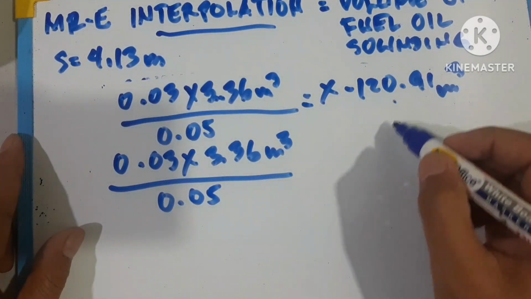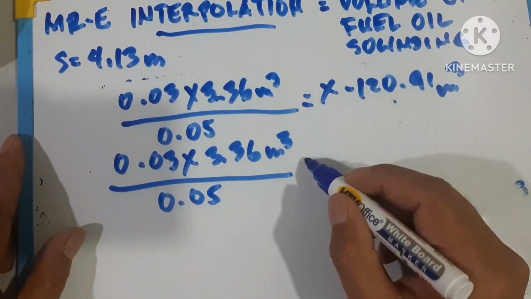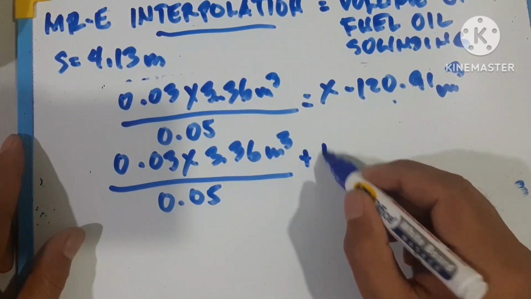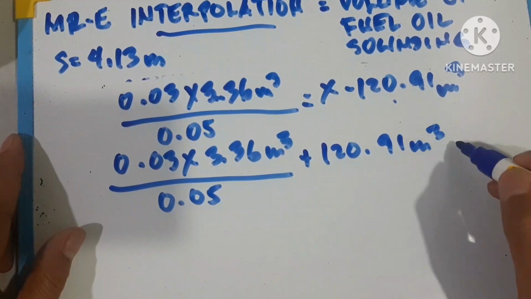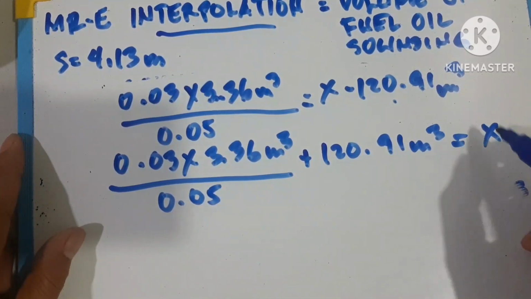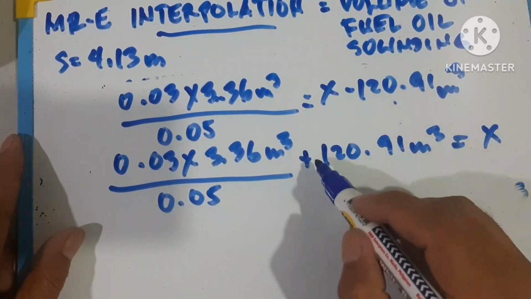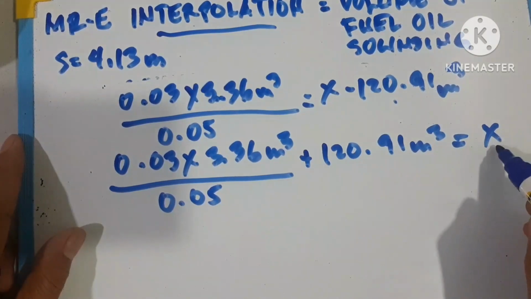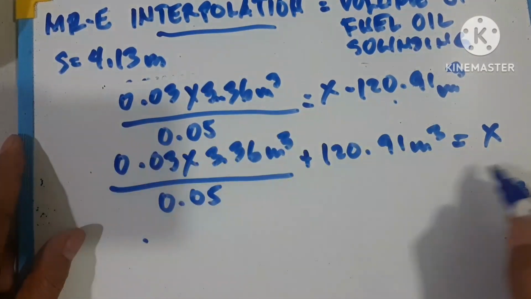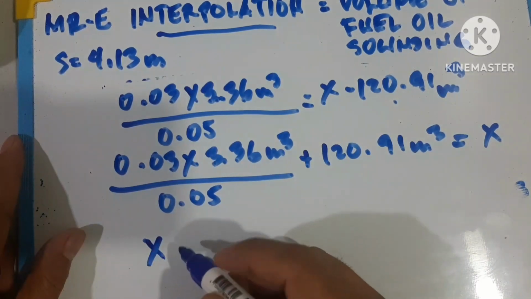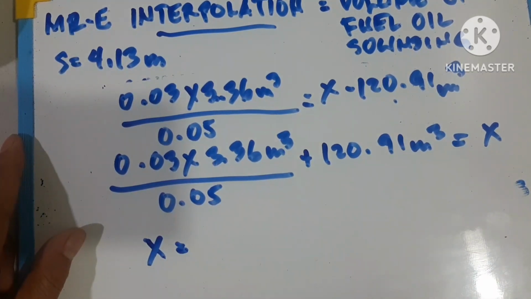So we have to transfer this to the other side. So we will have now 120.91 cubic meter is equal to x. As you can see, from negative it becomes positive. So we will transfer this. We will solve this, but we need to transfer this so that it looks better.